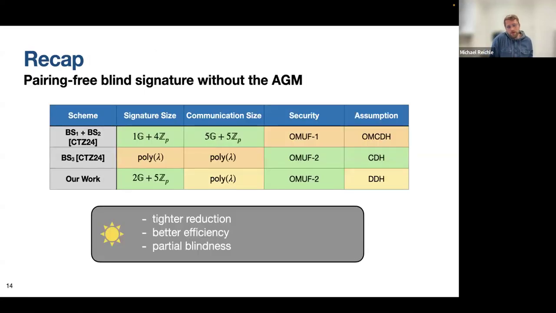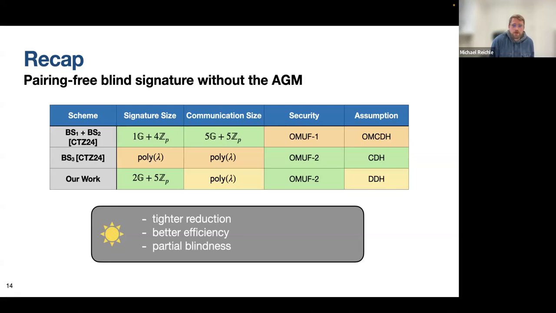So to recap, we give a pairing-free blind signature without the AGM. It still requires the random oracle model for the Sigma protocol part. In terms of efficiency, it lies between BS1, BS2, and BS3. We have a tighter reduction.